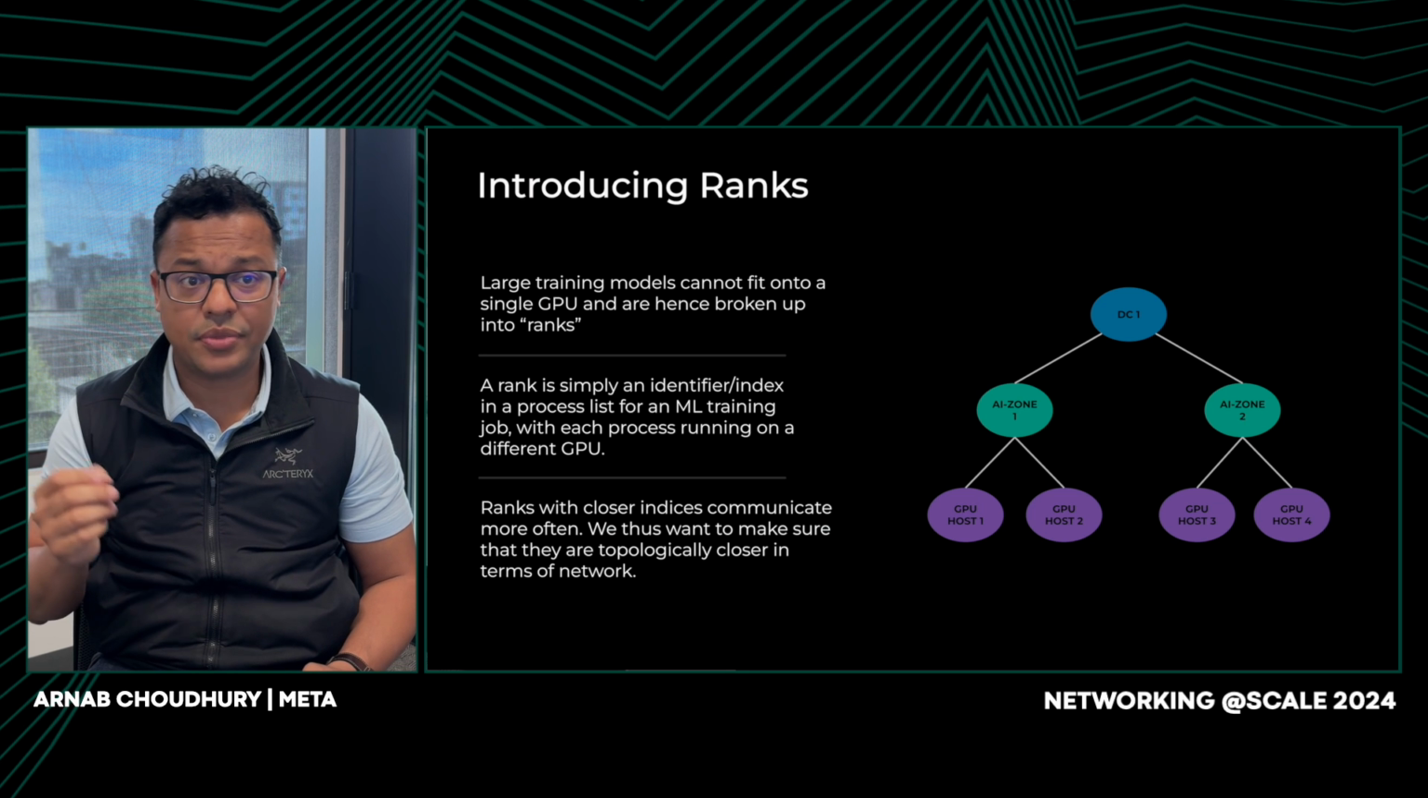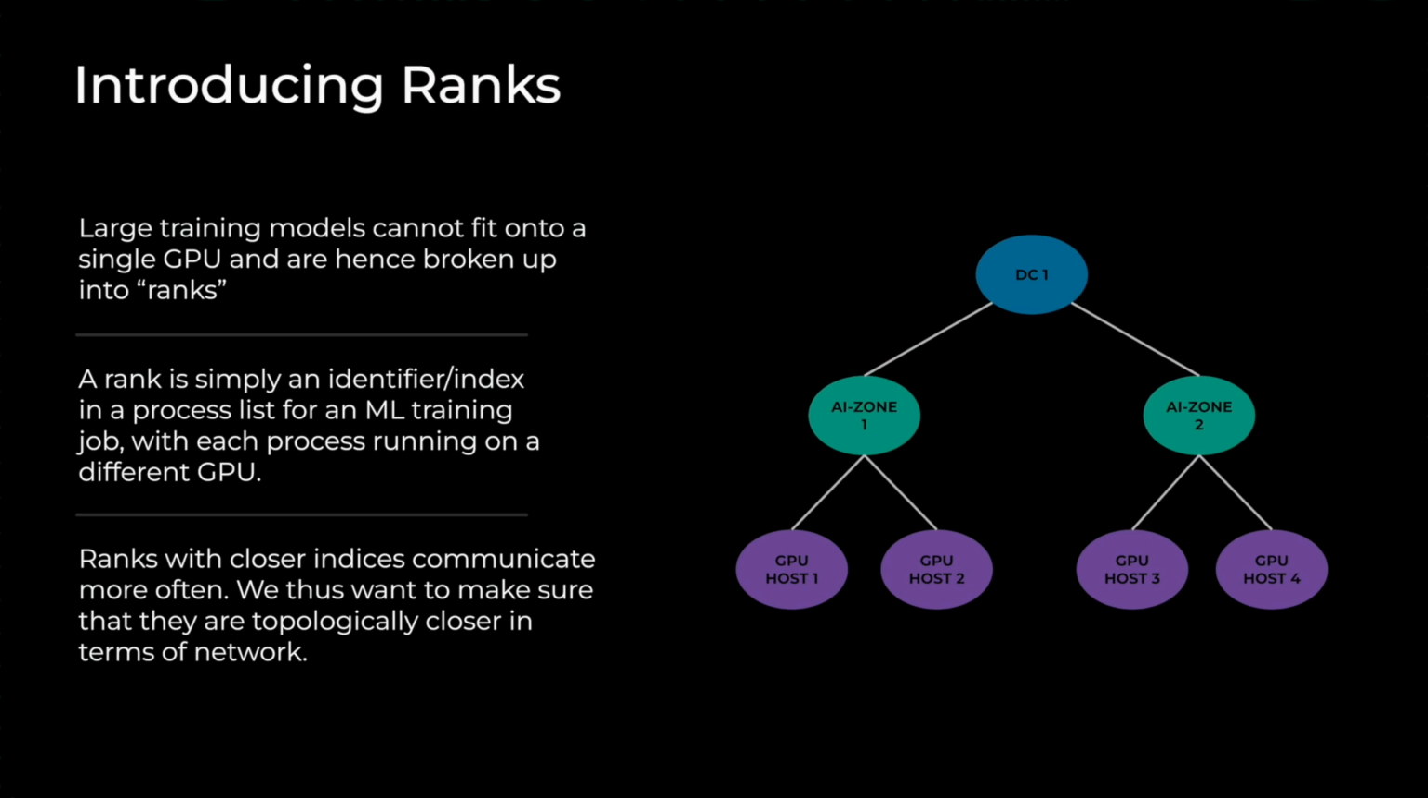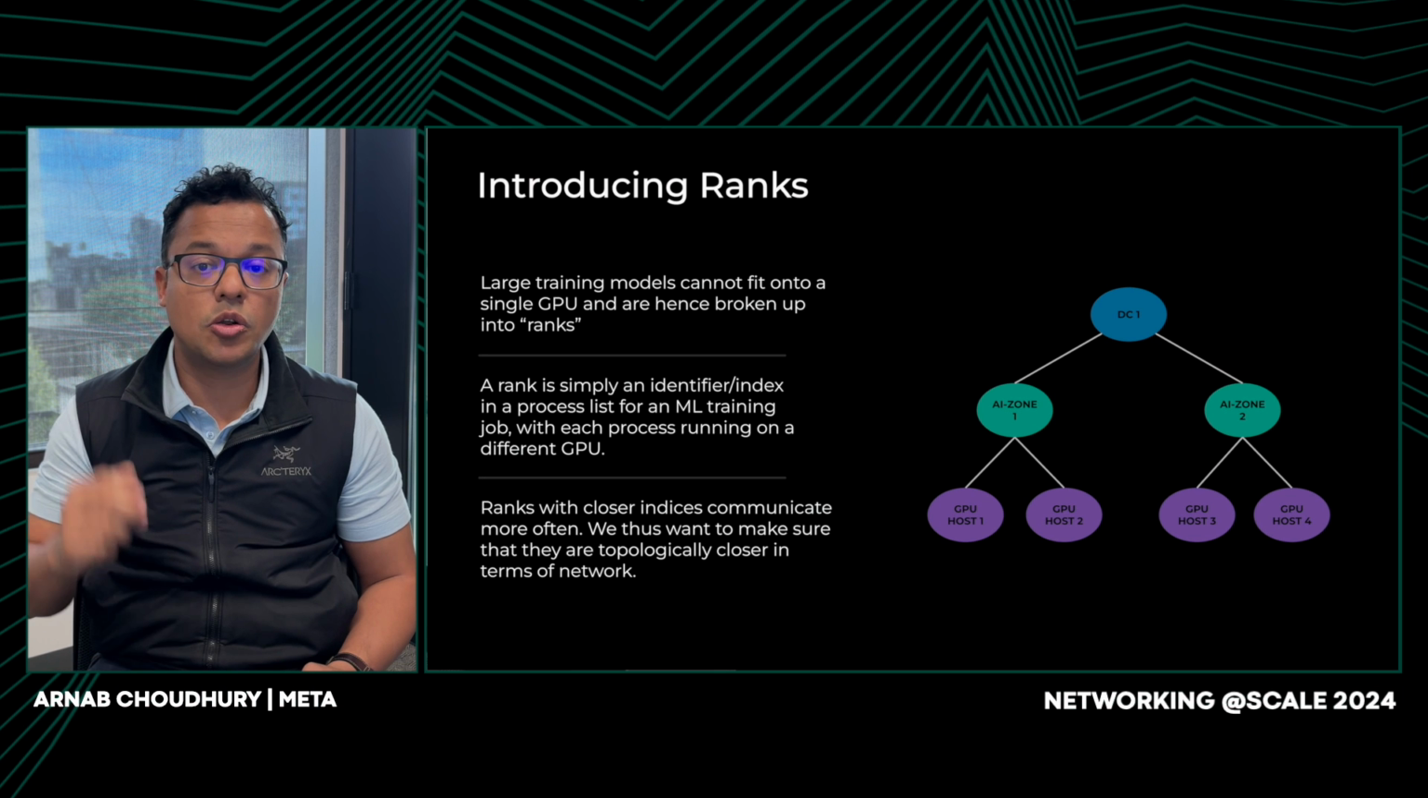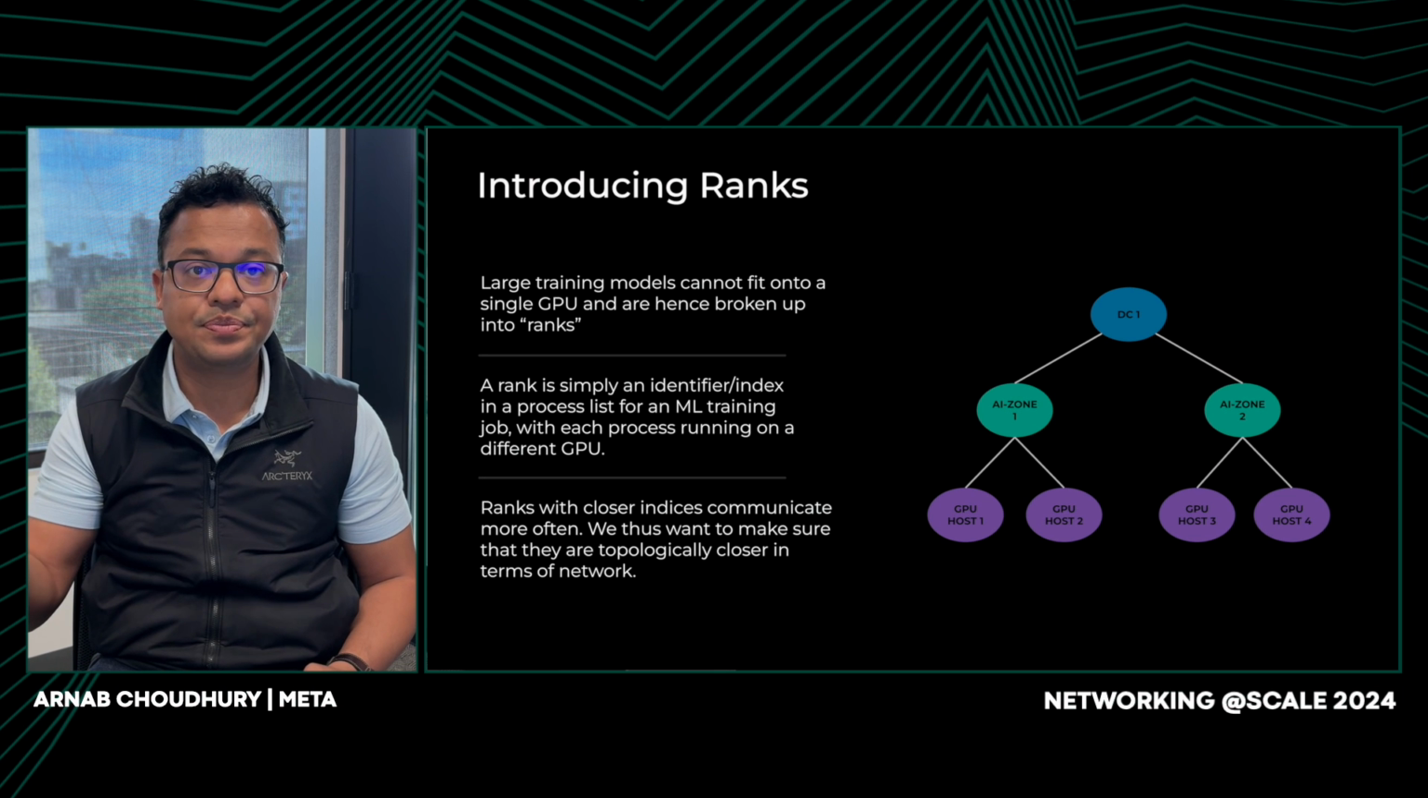How do we do this? We do this via the notion of ranks. A rank is simply an identifier or index in a process list for an ML training job, with each process running on a different GPU. The reason we have ranks is that large training models cannot fit onto a single GPU, and thus are broken up into ranks. Ranks with closer indices communicate more often, and we thus want to make sure that they are topologically closer in terms of network.